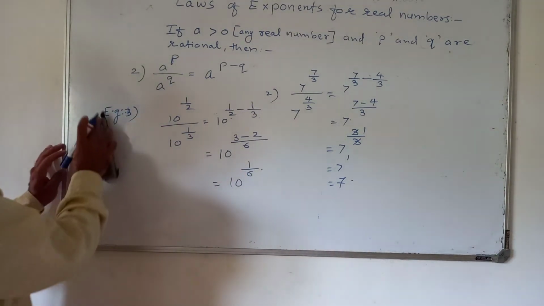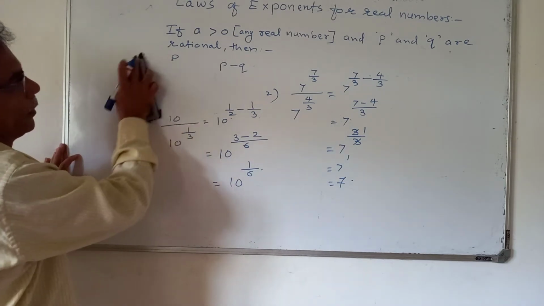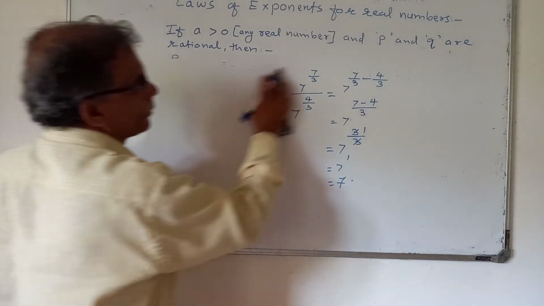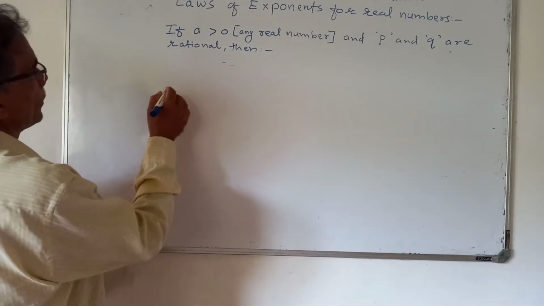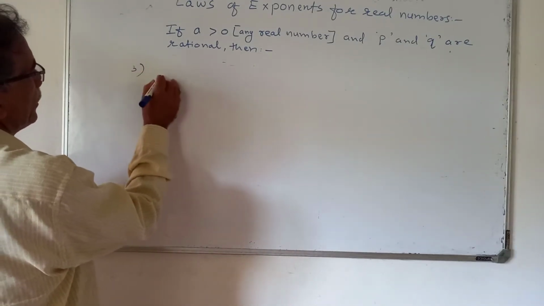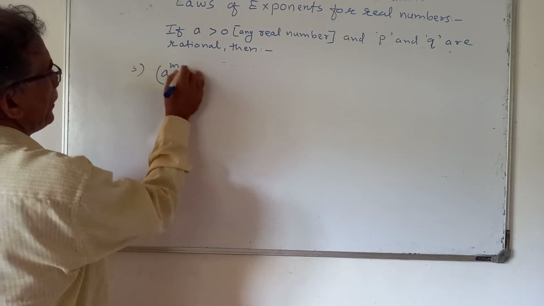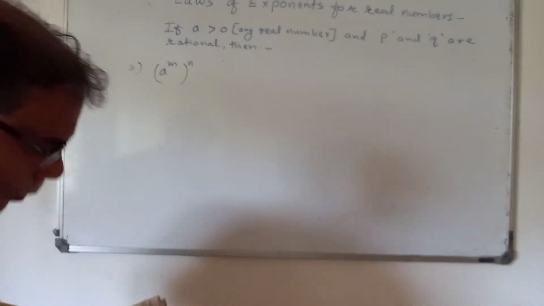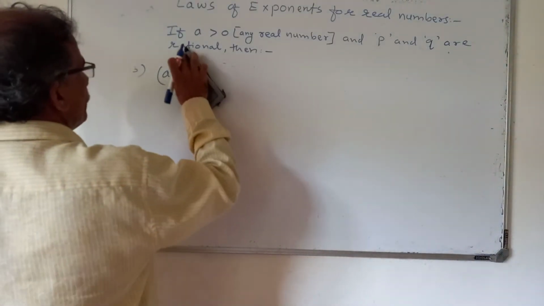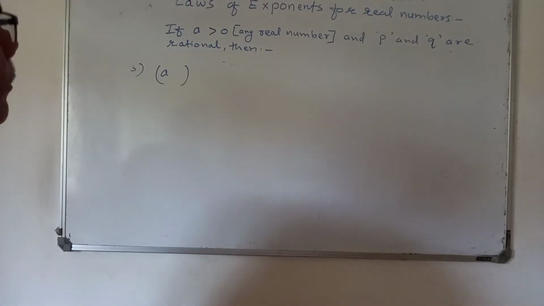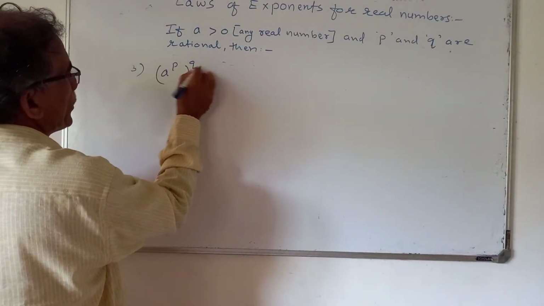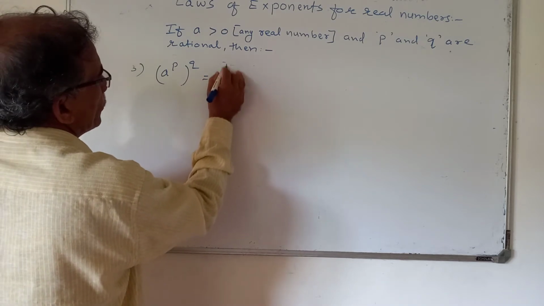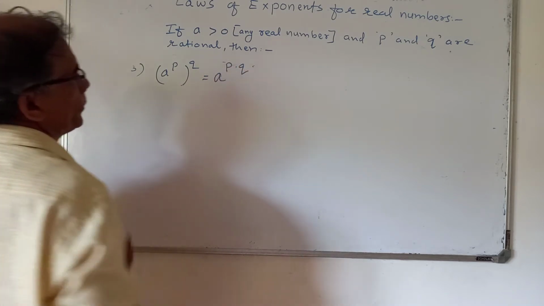Then third law of exponent, that is a raised to m, sorry, a raised to p raised to q. Or even you can use m and n, but we have mentioned p and q, no? So a raised to p raised to q is equal to a raised to p into q.